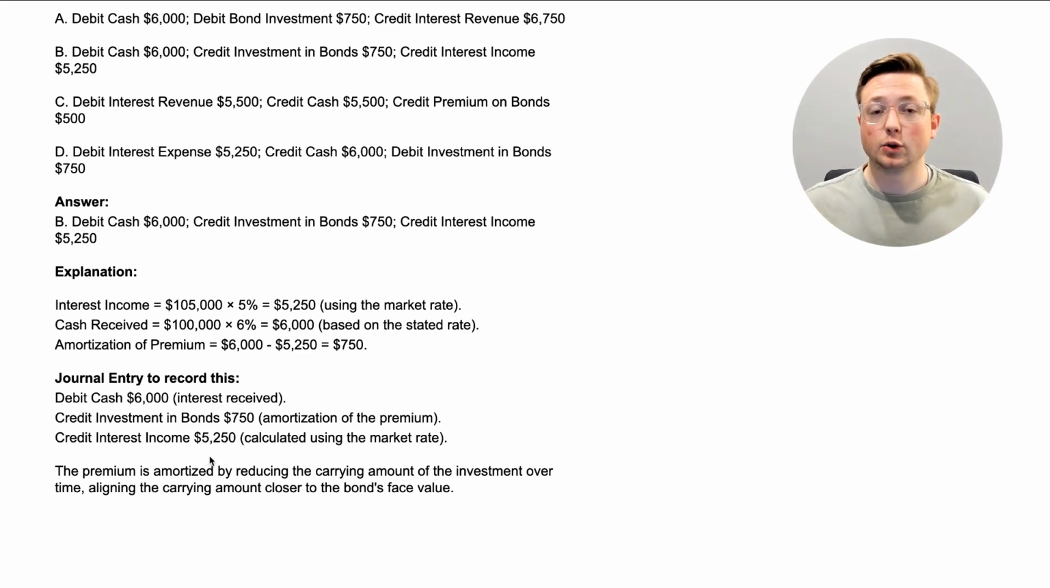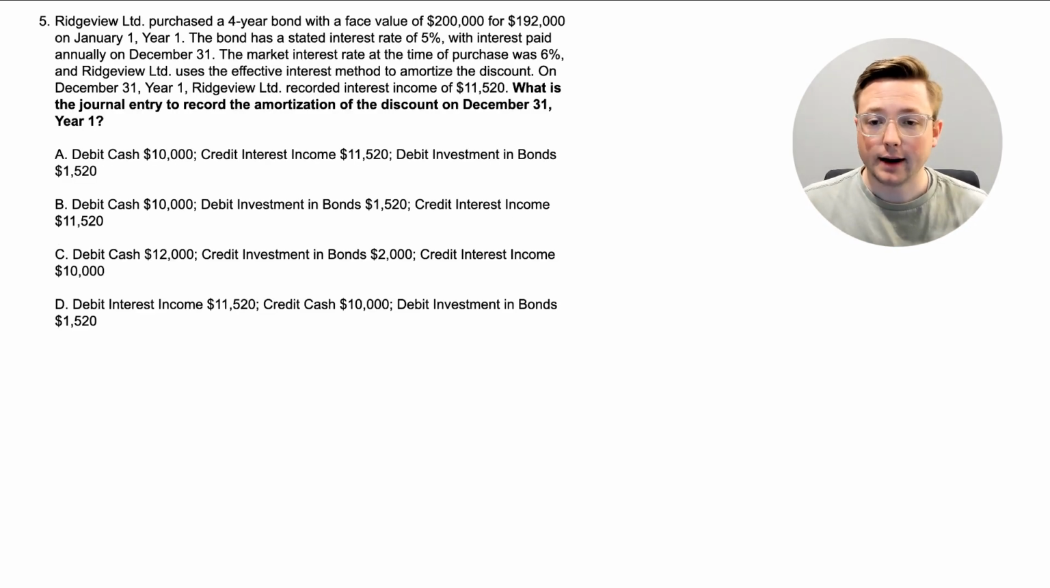So let's go to the next question to see the journal entry for a discount. All right, here we are at question 5. What is the journal entry to record the amortization of the discount on December 31st, year 1? Okay, let's go up to the top here. Ridgeview Ltd. purchased a 4-year bond with a face value of $200,000 for $192,000 on January 1st, year 1. The bond has a stated interest rate of 5% with interest paid annually on December 31st.